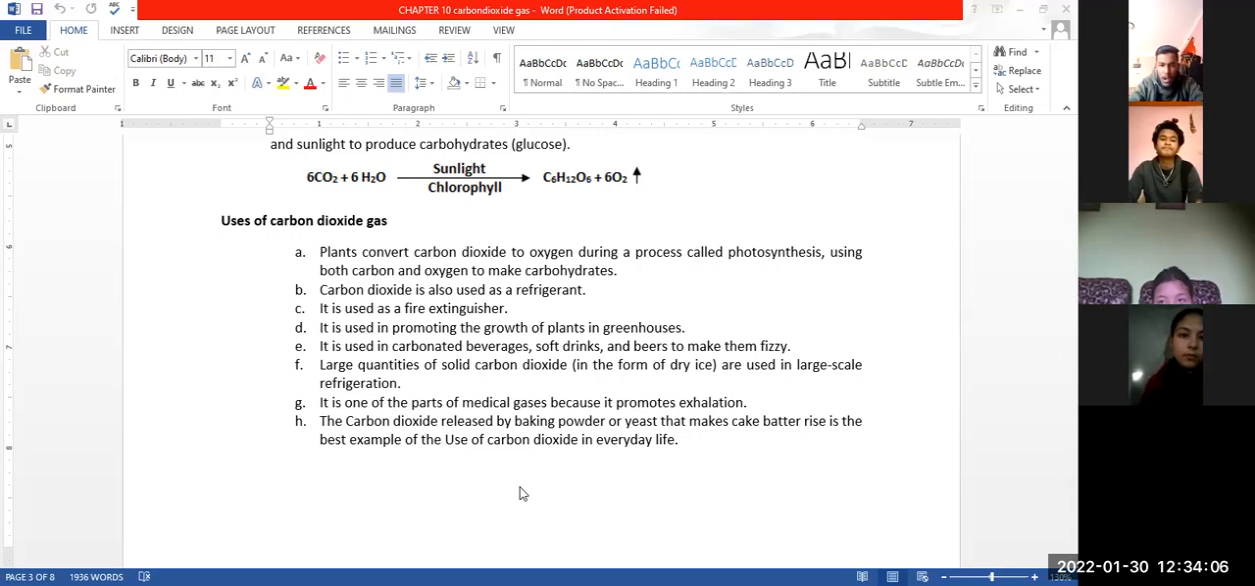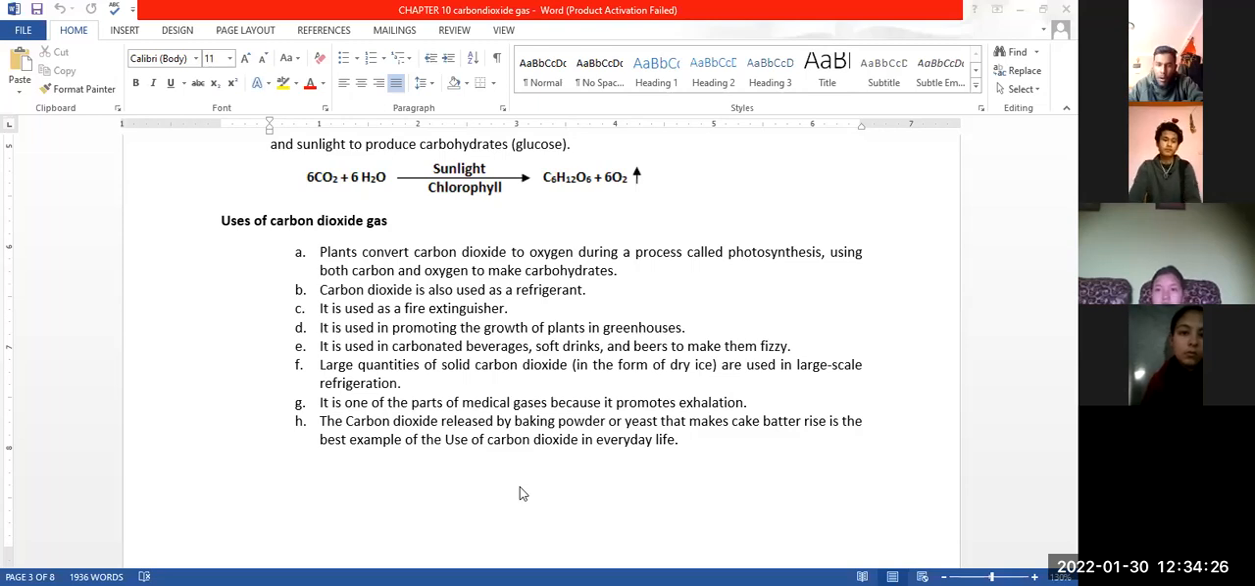Otherwise, it is one of the medical gases because it promotes inhalation and exhalation during, I think, artificial respiration. It is used also, a little part, a few amount of carbon dioxide is used.